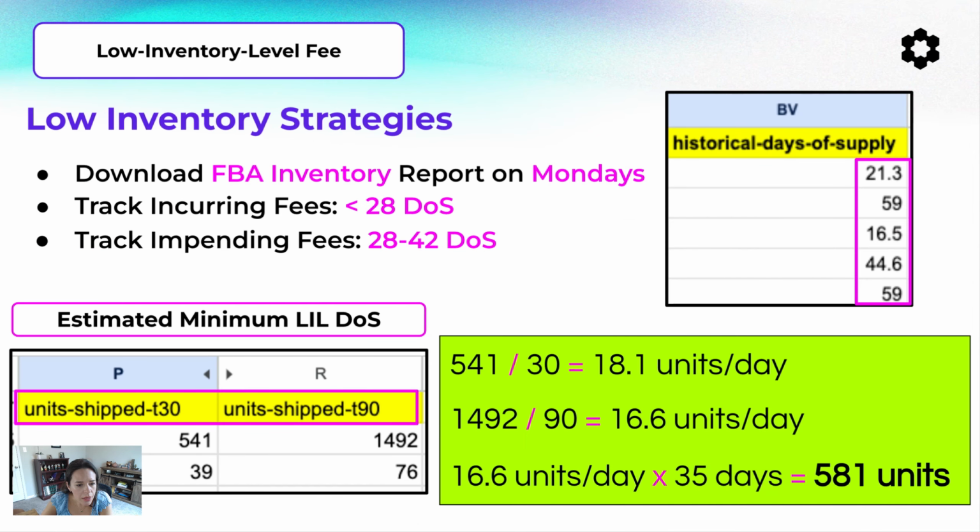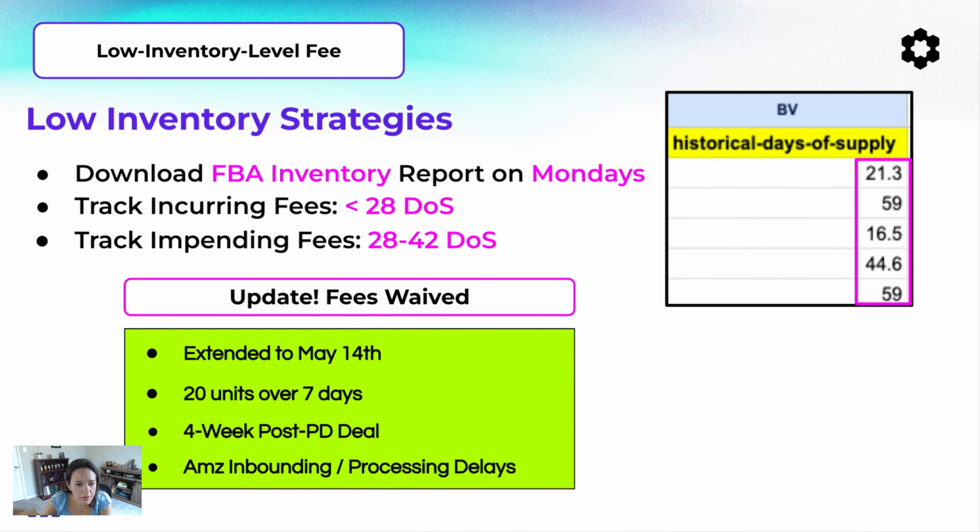Let me just go through this quickly. One of the new things is Amazon deals. If you have a big Prime Day deal, they're going to give you some leeway: they're not going to charge you for the 4 weeks after that deal. And if your product is selling less than 20 units over a 7-day period, they're not going to charge you either. So there are some ways where Amazon just waives those fees.